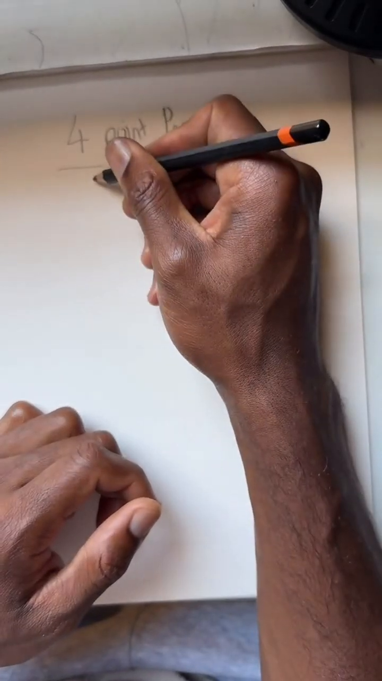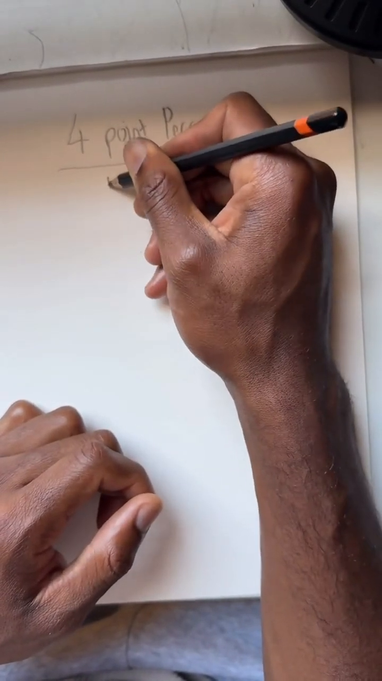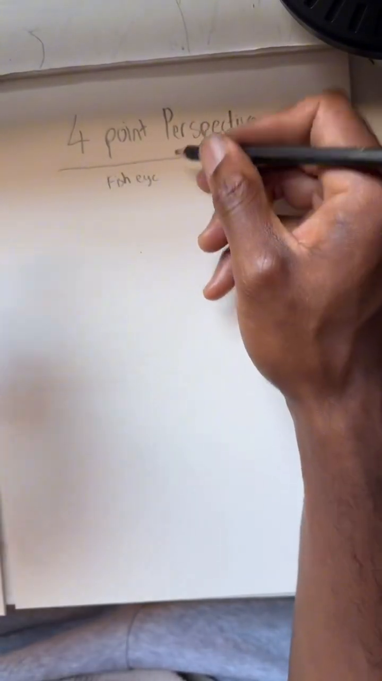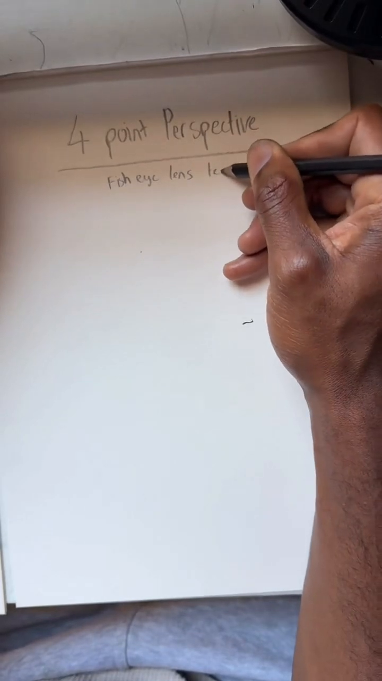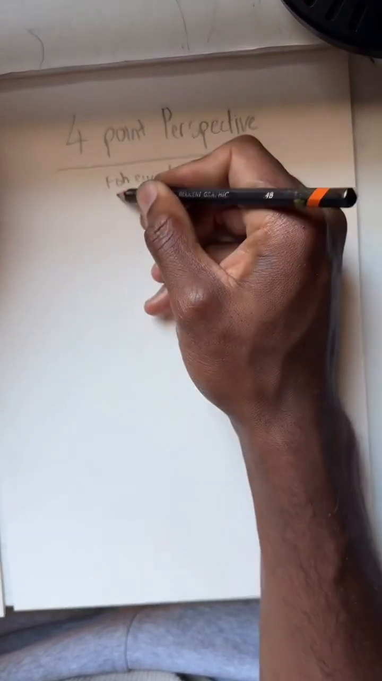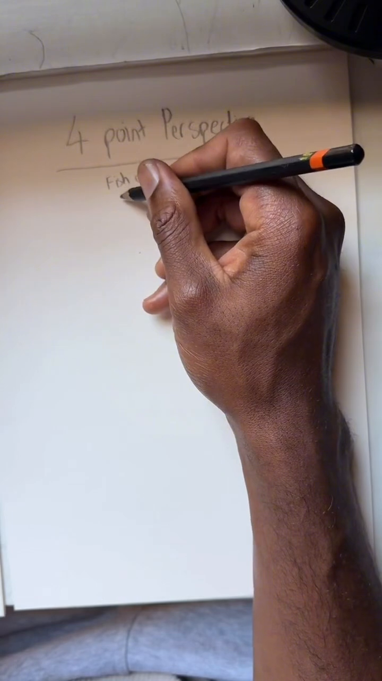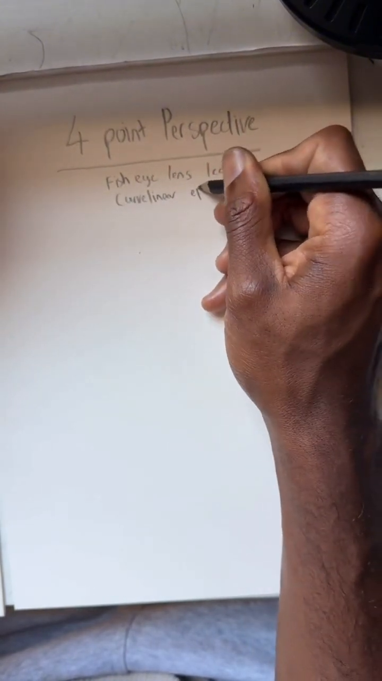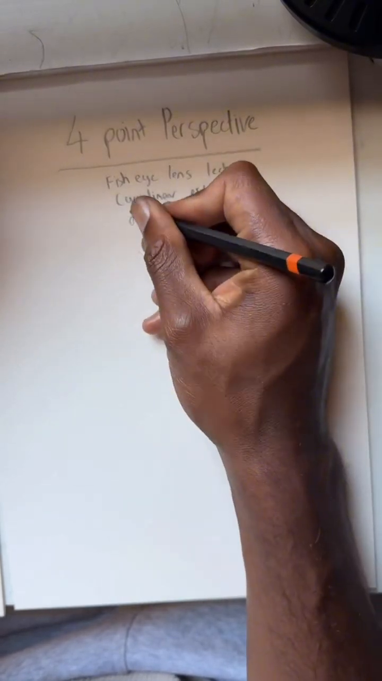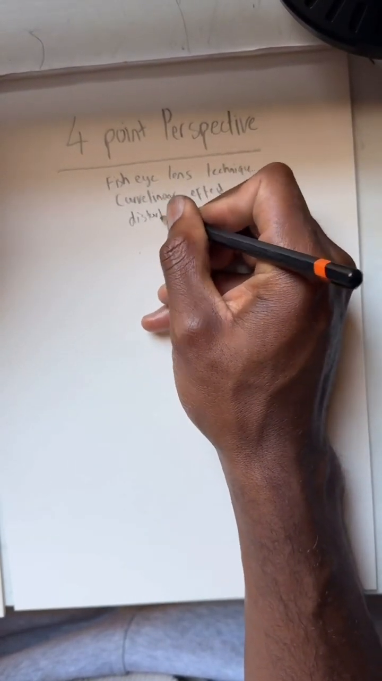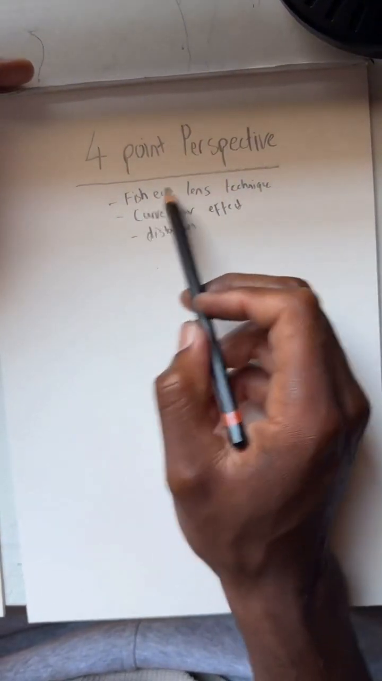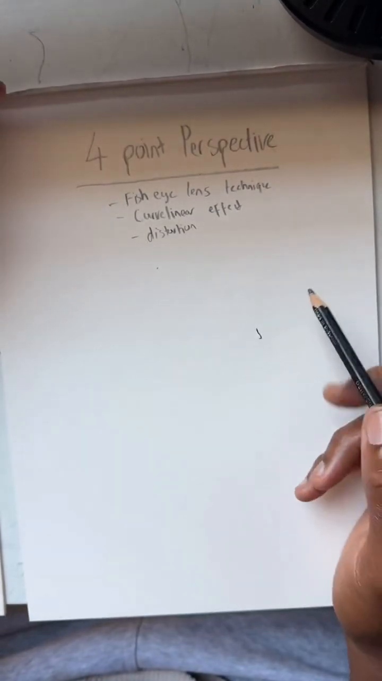Again, 4-point perspective. The 4-point perspective can be defined by the fisheye lens. Yeah, you can call it a fisheye lens technique. Or, excuse me if I spell this wrong, it's called a curvilinear effect, or a kind of distortion. This is the kind of effect you're going to get when you use a 4-point perspective.